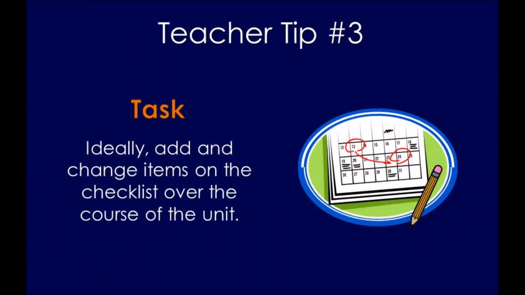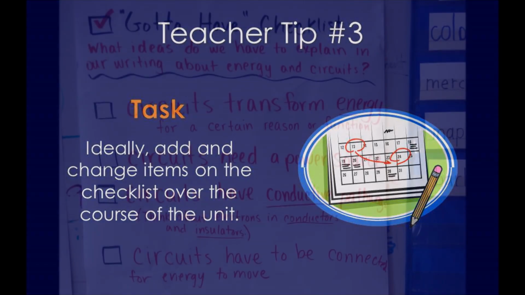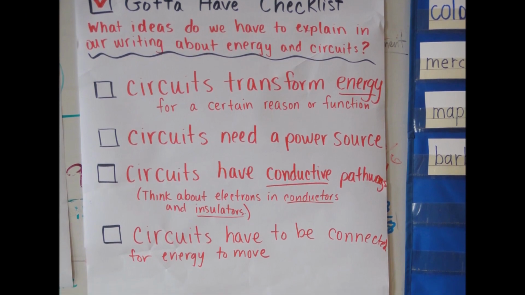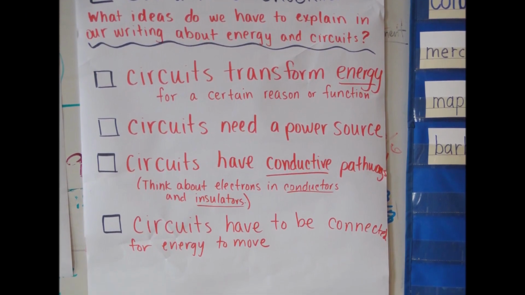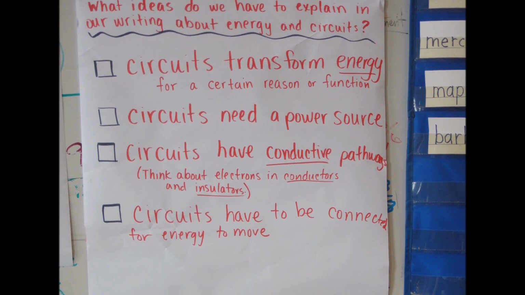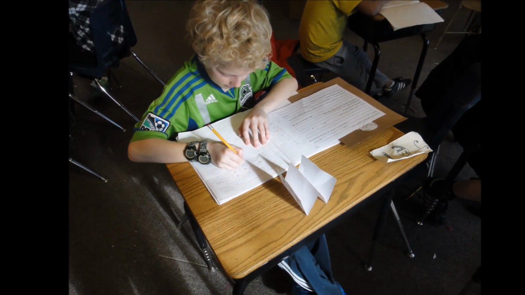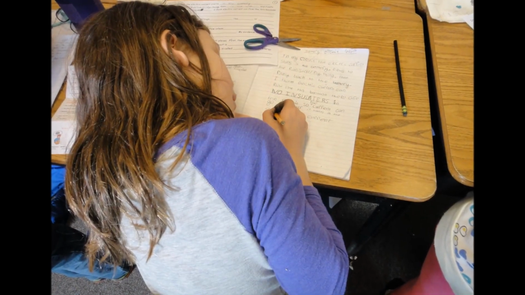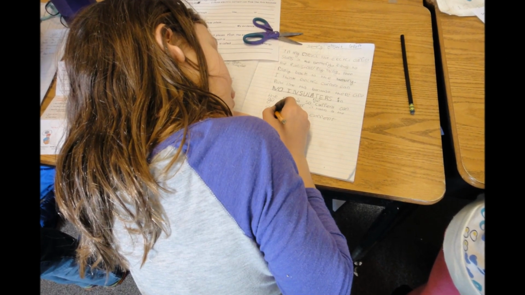Ideally, students help to create and add to this checklist over the course of the unit, adding important ideas over time. However, in this circuits unit, students helped create this checklist towards the end of the unit as a pre-writing task. This checklist becomes a writing tool for students to use when they write their explanations to answer the unit question, what causes a flashlight to stop working after being left on for 30 days?